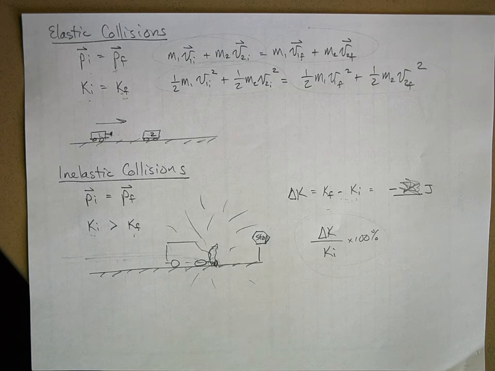Elastic collisions, momentum and kinetic energy are conserved. Inelastic collisions, momentum is always conserved, but kinetic energy is lost to the environment through heating. Remember, kinetic energy is lost. Energy is not lost. Energy is changed. Some of the kinetic energy gets converted into thermal energy, the random motion of molecules in the environment, and so on. All right. That is all.